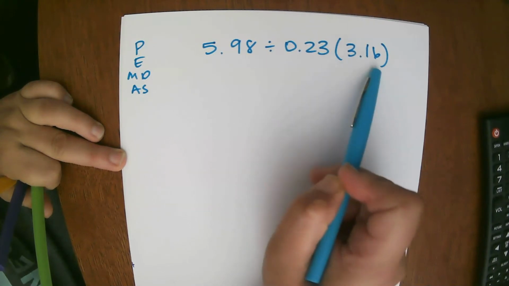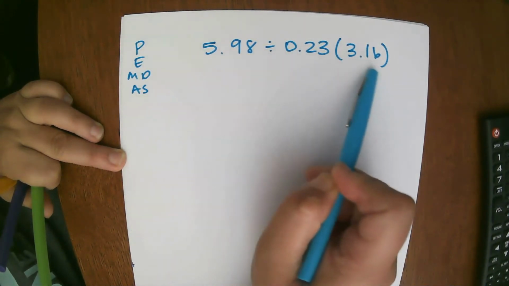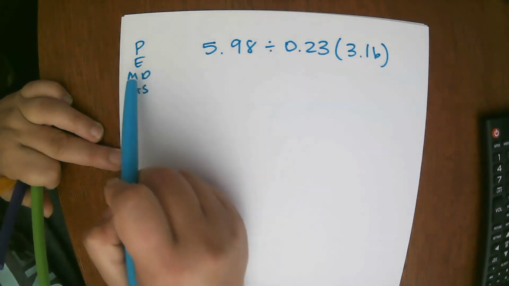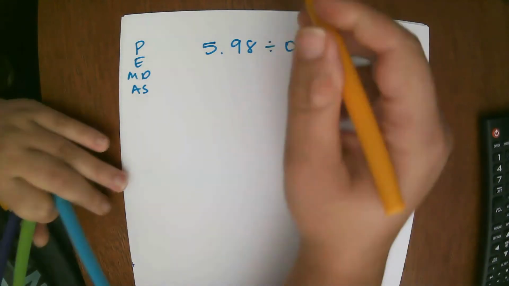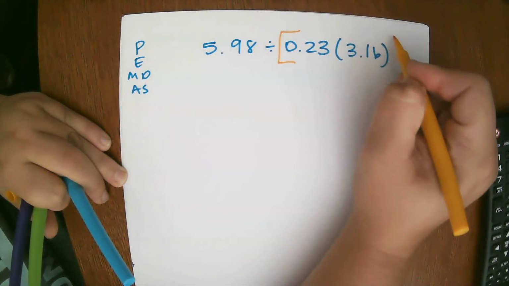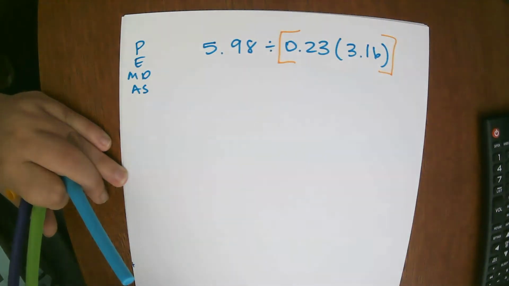Alright, so I'm just going to start going down the list. Do I have parentheses? Yes, but I don't have anything to solve inside that parentheses, so I'm going to keep going. Do I have exponents? No. Do I have multiplication or division? I do. I have some multiplication right there, so I'm going to go ahead and tackle that first. Oh, and I have division as well, right?